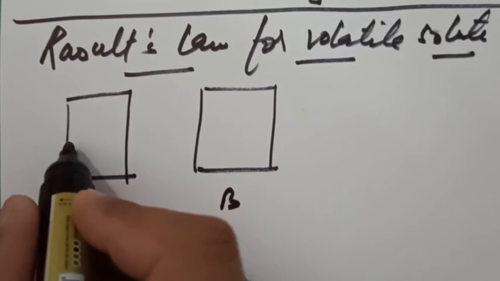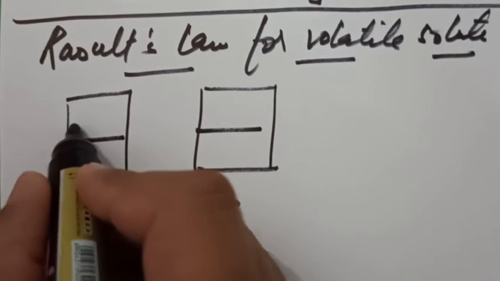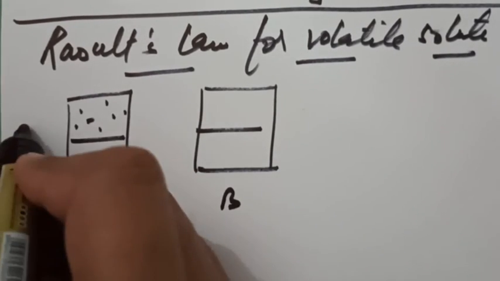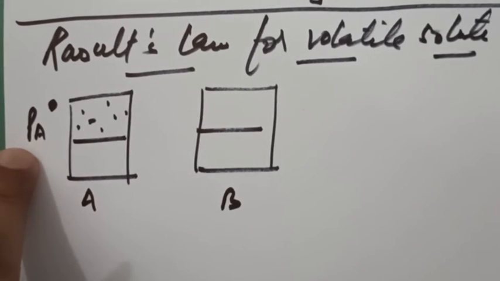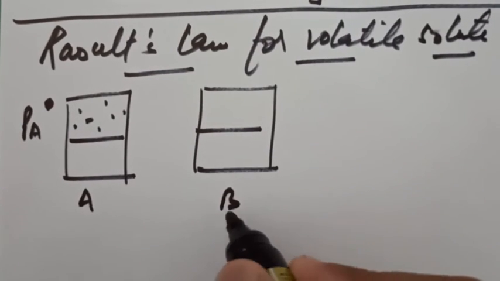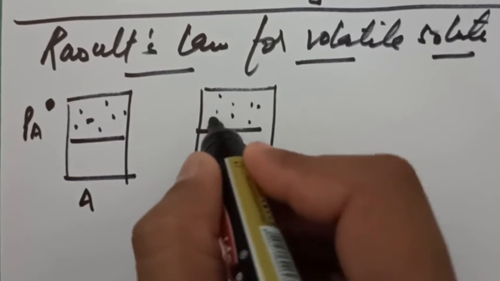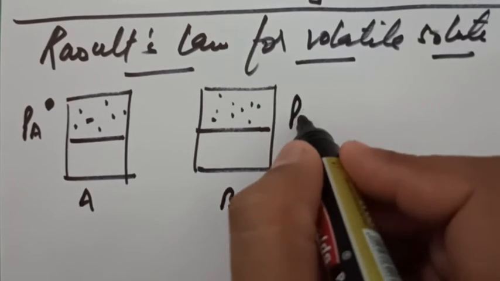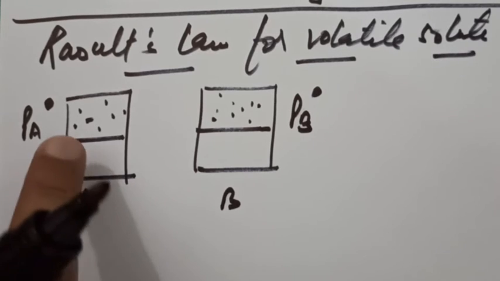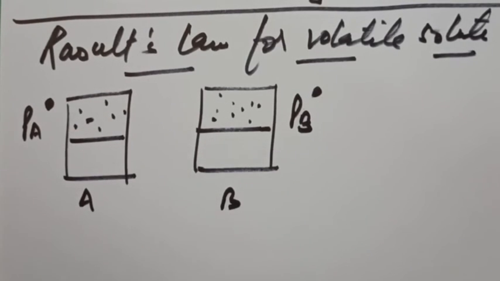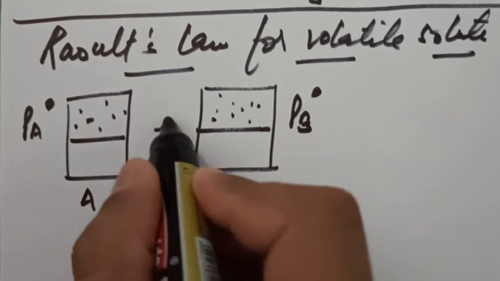ठीक है, so in this liquid the vapor pressure is only of PA naught, that is pure solvent. This is also solute, so in this container the vapor pressure is only because of B, so it is PB naught. It is also maximum here because this is also volatile.